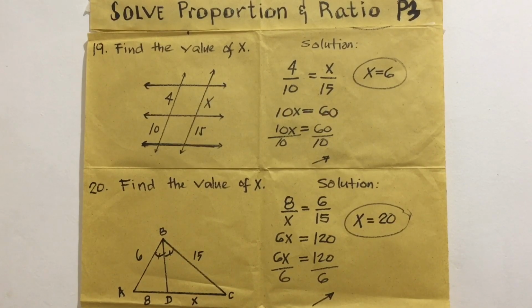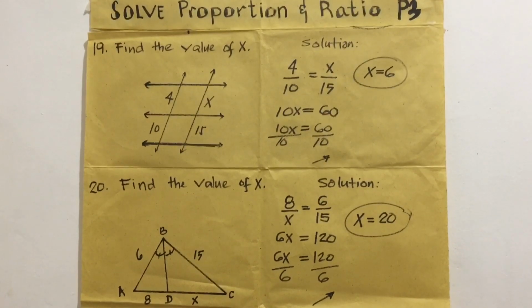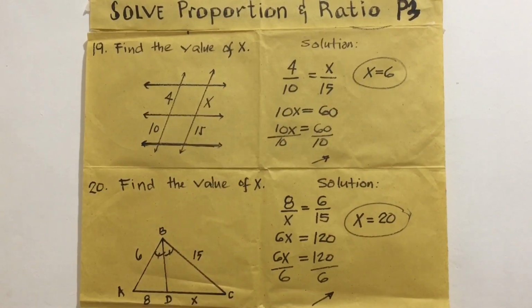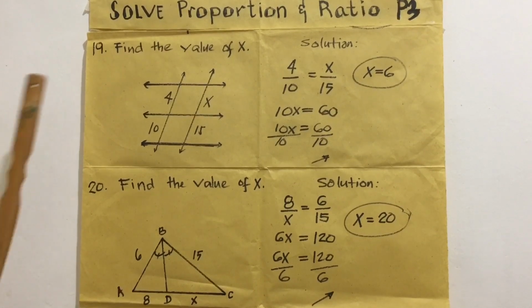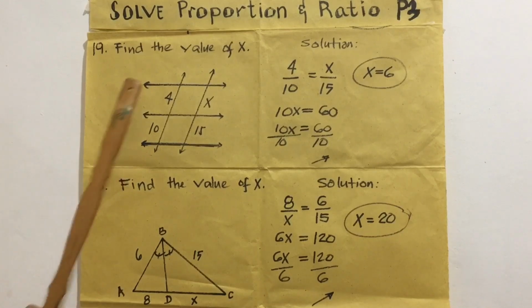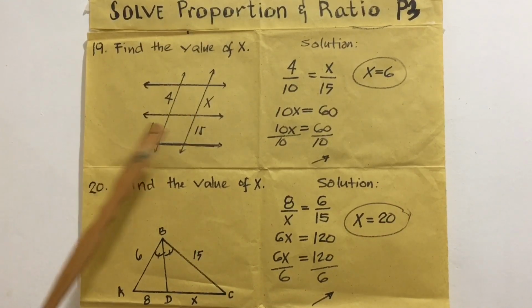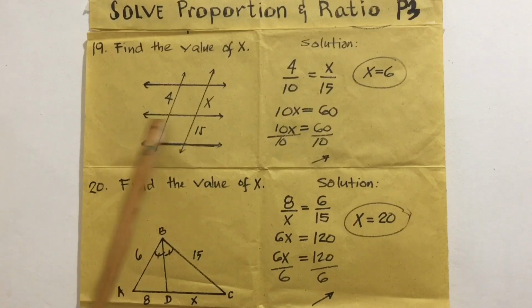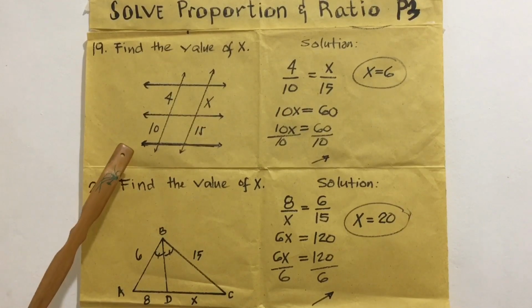Hello everyone, today we are going to continue our part 3 of solving proportion and ratio. Question number 19, find the value of x. With this given figure, this is the x. How to find this x? We have to determine the given figure.